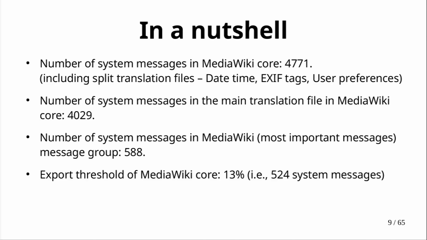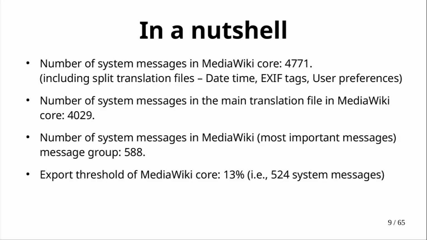As of March this year, the system messages in MediaWiki core are 4,771, including the split translation files. We're recently splitting the main translation file so it won't be too large. You know, there are thousands, millions of messages in a single file, and that's too huge for a single translation group. So we're splitting them, and I also participated in this split.